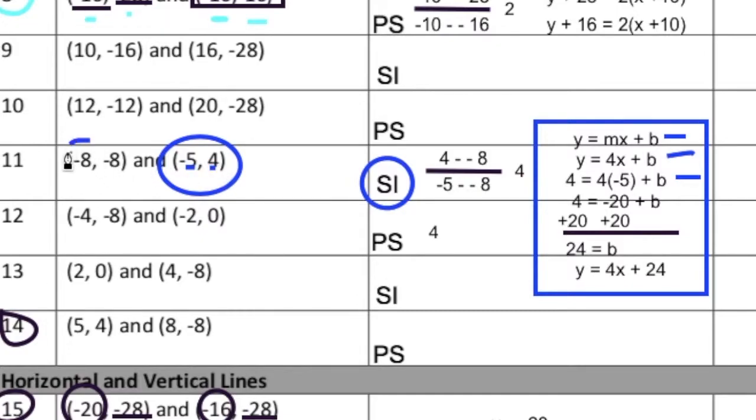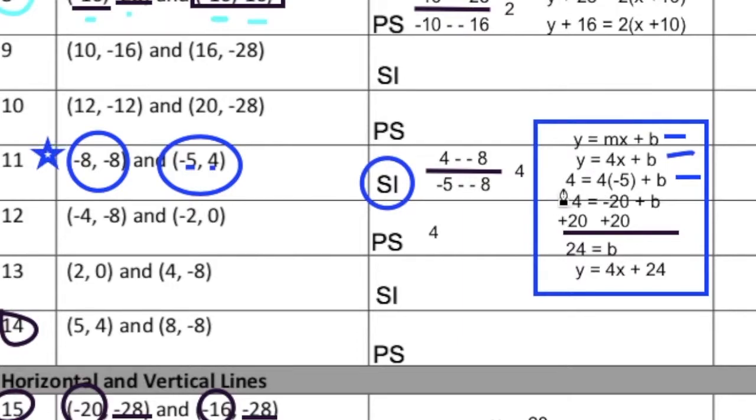Okay, you could have used -8, -8, and in fact, that might be a better point to use because both the x and the y are the same value, and then you won't get confused about where to plug it in. Either way, you're going to get the same answer.